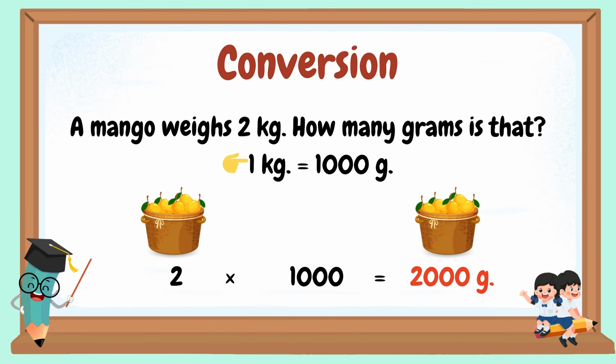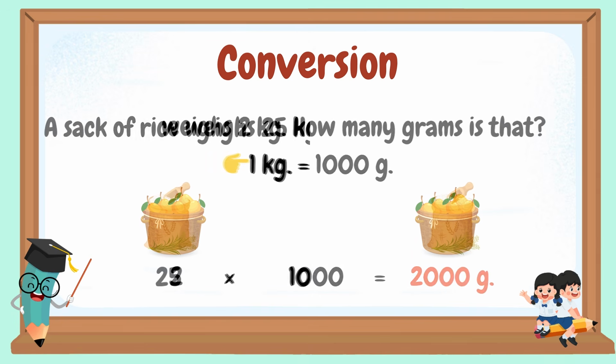Conversion. A mango weighs 2 kilograms. How many grams is that? Notice that 1 kilogram is equal to 1,000 grams. We have 2 mangoes. 2 times 1,000 is equal to 2,000 grams.